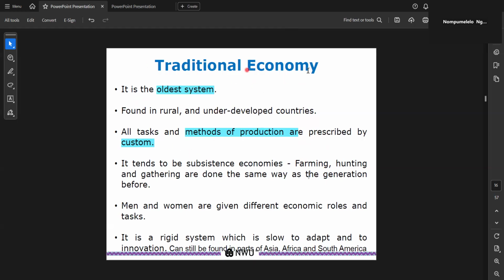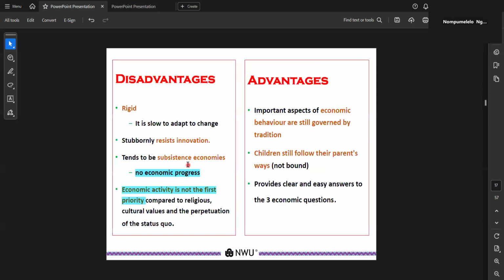So here, the traditional system is the oldest system. It is found in rural areas and underdeveloped countries. The method which they use is based on custom, which means that it's based on their traditions of doing things. Example, farming, hunting, and gathering. Yeah, I think that's all.